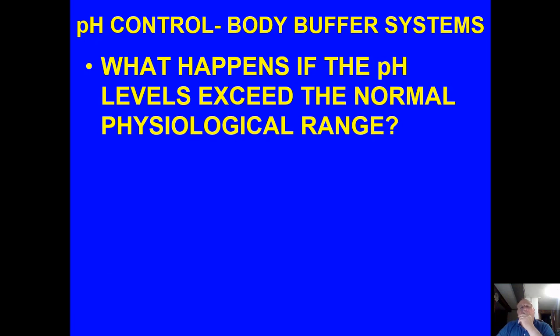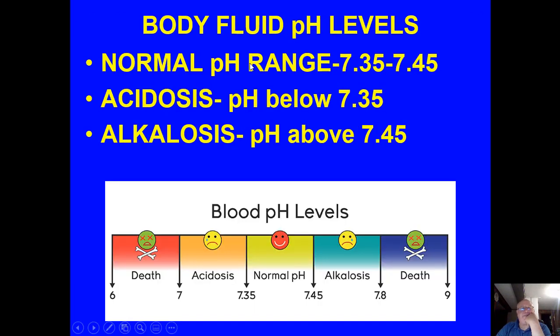Okay, so you've taught us about buffer systems and acids and bases, but what happens if the pH levels exceed the normal physiological range? Good question. Normal pH range for all the body fluid levels is 7.35 to 7.45. Okay, that's normal pH. Anytime you go for a blood test, they check the pH, and of course it comes in, oh, you're fine, you're 7.4, you're doing great.